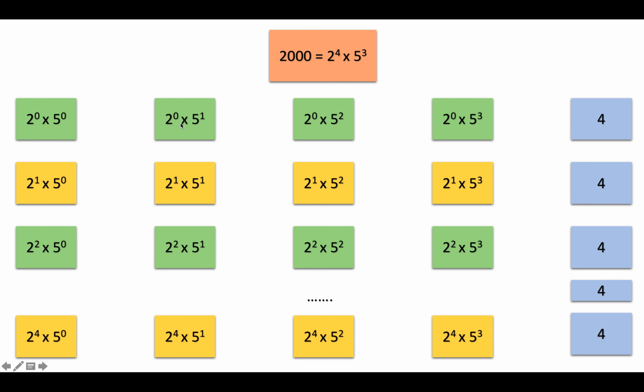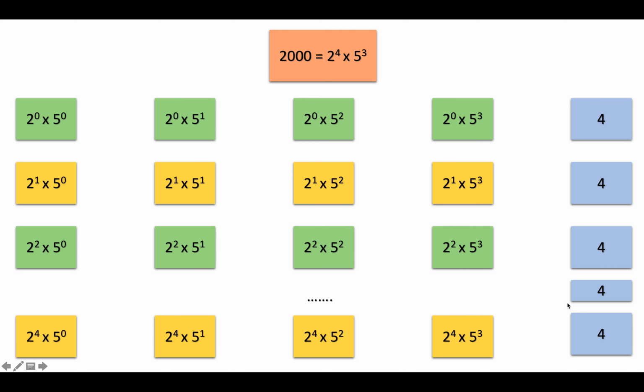So now we know that each row has 4 factors, but how many rows are there? Each row corresponds to one exponent of 2. This first row corresponds to 0 exponent, this corresponds to 1 exponent of 2, this corresponds to 2 raised to power 2, this corresponds to 2 raised to power 3 somewhere in the middle, and then we have 2 raised to power 4 here. That means how many rows will we have? The number of options that we have for the power of 2, which is 0, 1, 2, 3 and 4. 5 options in total, and we can see we have 5 rows here.